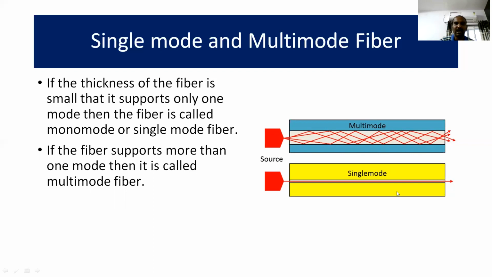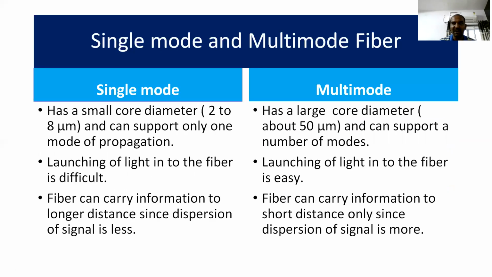You can see this single mode or monomode fiber in the yellow diagram represented at the bottom here. And the second one: if the fiber supports more than one light ray to travel in the core region of the optical fiber at a time, or it offers more than one mode, then it is called a multi-mode fiber. See, more light rays travel in the same core region of the optical fiber at a time, which is represented in the above diagram. So that is about single mode and multi-mode fibers.